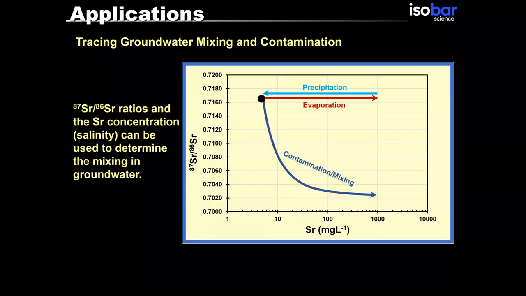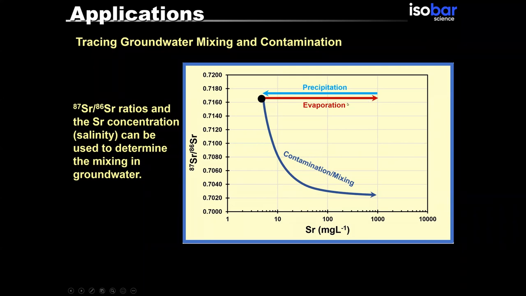In general, if you start off with a water sample and your water sample experiences dilution through precipitation or concentration through evaporation, in this graph, which is the strontium isotopic ratio versus strontium concentration, your sample should move horizontally because you're only changing the concentration.